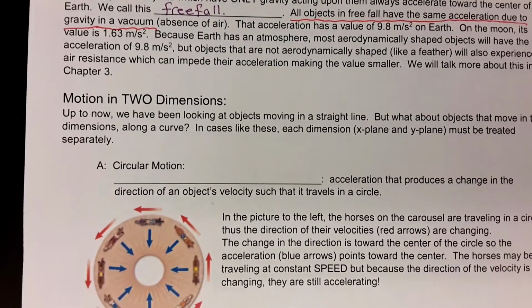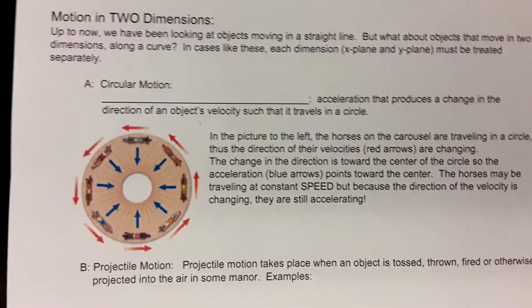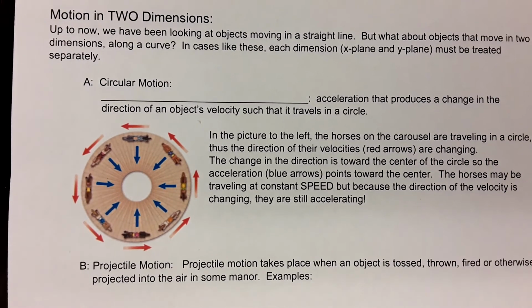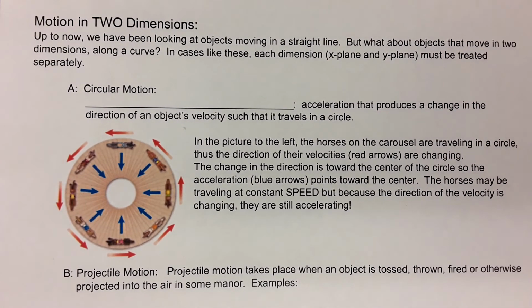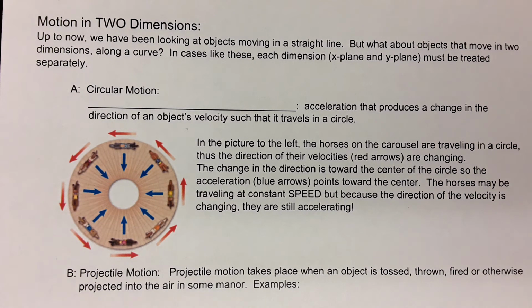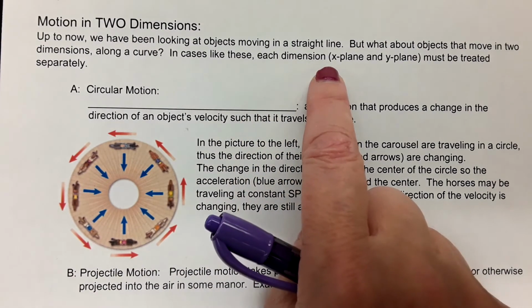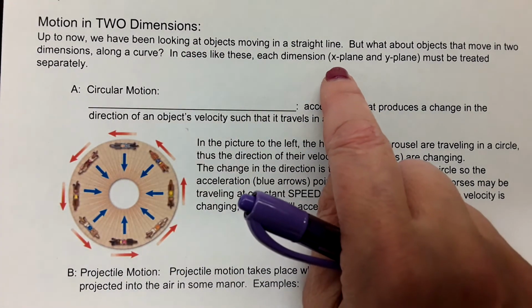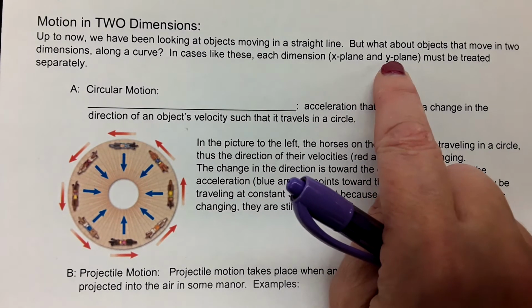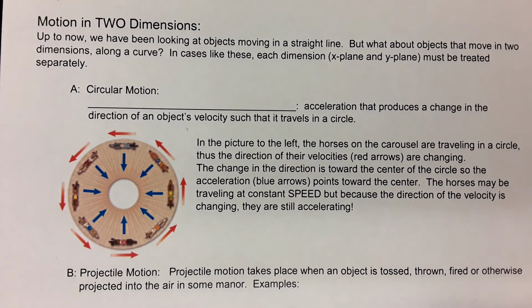Now, let's talk about motion in 2 dimensions. What we've just been talking about basically is linear motion, motion along a straight line. But not all objects travel along a straight line. A lot of times they travel in curves. Okay, so we're going to look at 2 different ways objects can travel in curves. In the case of an object traveling in a curve, that means you're in 2 dimensions. In other words, you've got motion in both the x-plane and the y-plane at the same time, and they have to be treated separately. Okay?